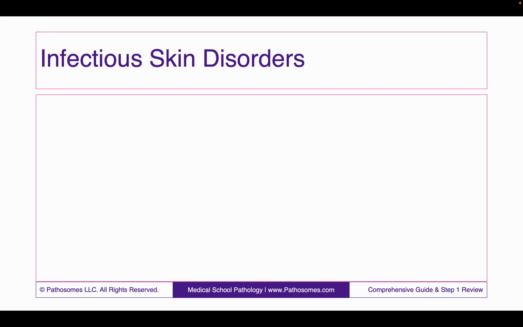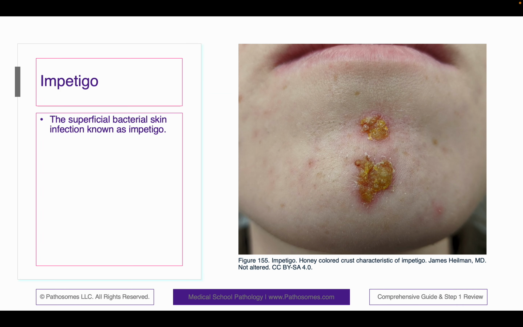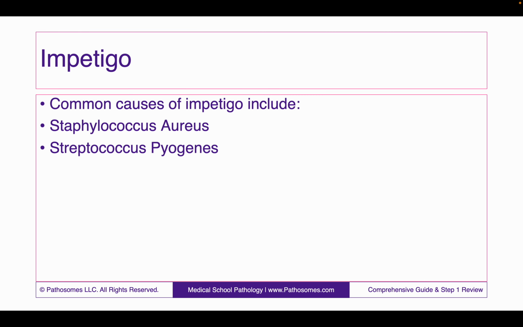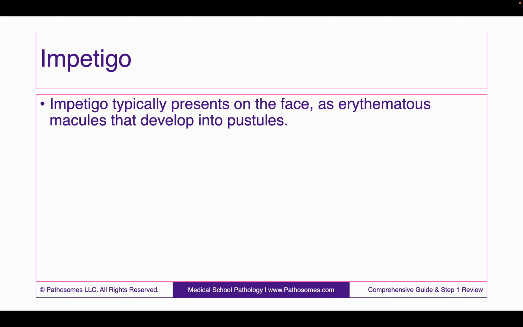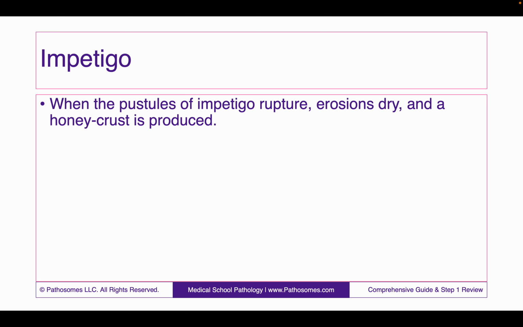Now, let's talk about infectious skin disorders, starting with impetigo. Impetigo is the superficial bacterial skin infection. Common causes of impetigo include Staphylococcus aureus and Streptococcus pyogenes. Impetigo typically presents on the face as erythematous macules that develop into pustules. When the pustules of impetigo rupture, the erosions dry and a honey crust is produced.